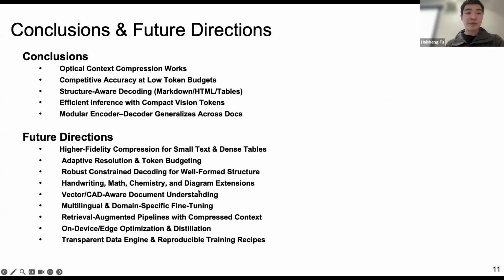So from this paper, we can get these conclusions. And we can also do some very interesting future directions. For example, we can do some adaptive resolution and token budgeting, handwriting, math, chemistry, and diagram extension. And we can also do some data entry and reproduce the training recipes. Okay.